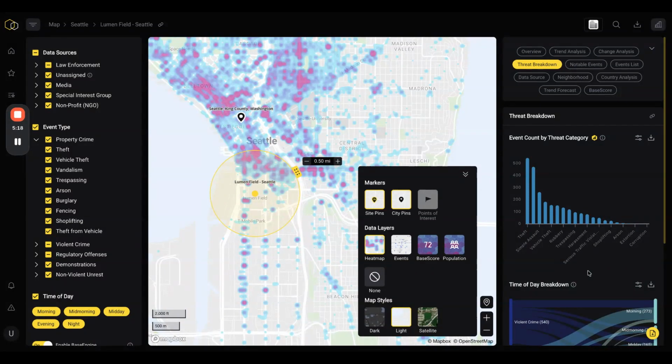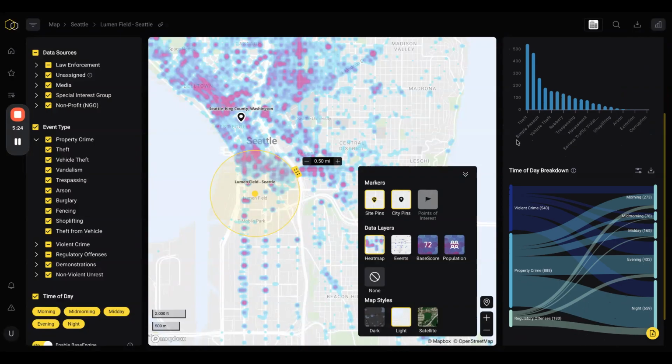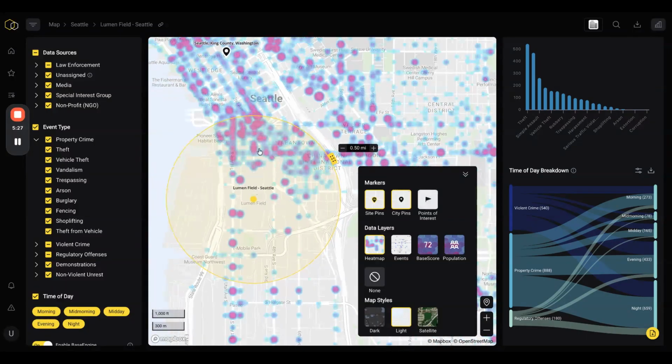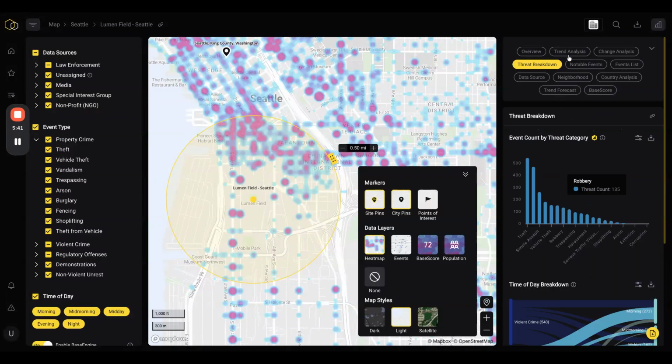So in the context of this, which would likely be like a FIFA World Cup assessment for this event venue, we can see that a lot of these crime types are happening to the north, and most of the violent crime, for example, is happening in the evening and nighttime. Same thing with property crime, where we also see some of that bleeding into the early morning. So it's not just what's happening and how often it's happening, but when it is actually occurring.